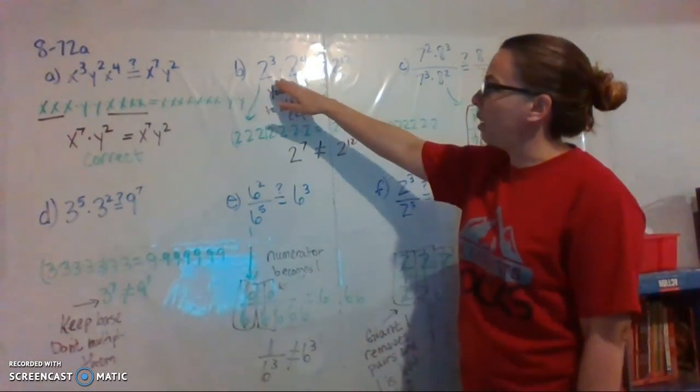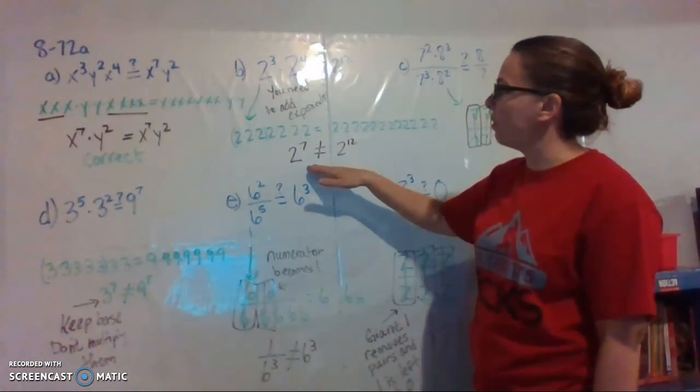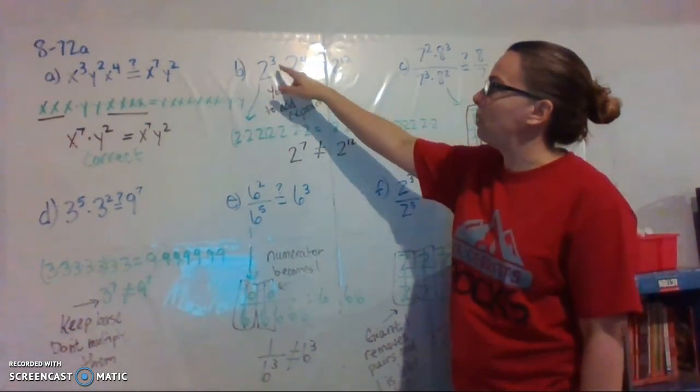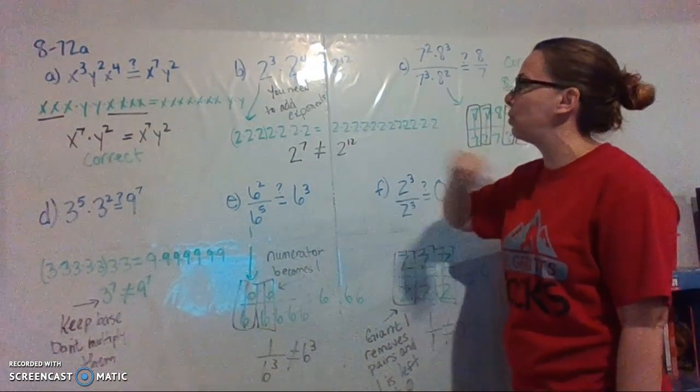Problem B, expanding out. 2 to the third times 2 to the fourth. I get 2 to the seventh, not 2 to the 12th. Remember, when you are multiplying, your bases are the same, you add your exponents. So it's 2 to the 7th times 2 to the 12th, not equal to each other.